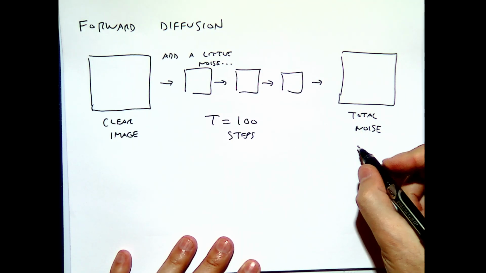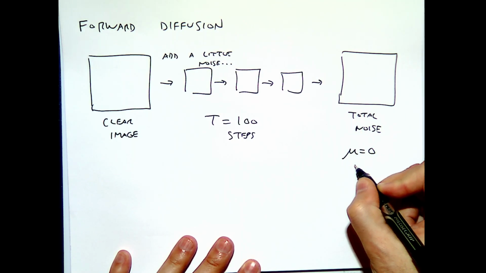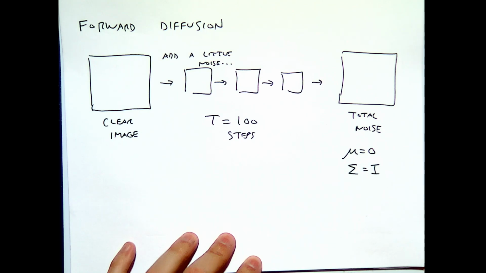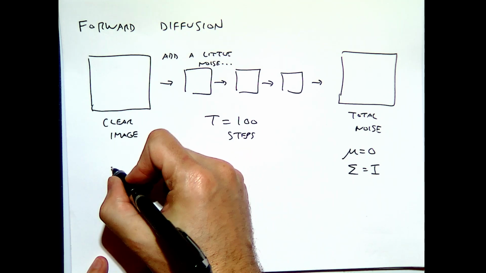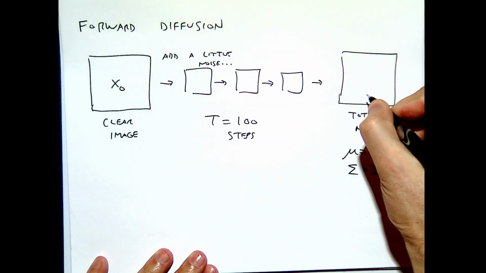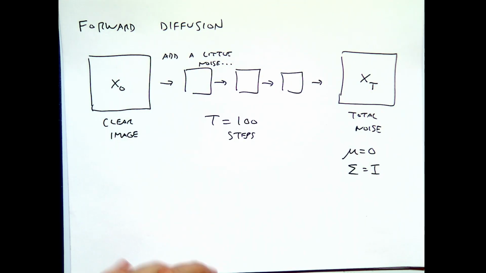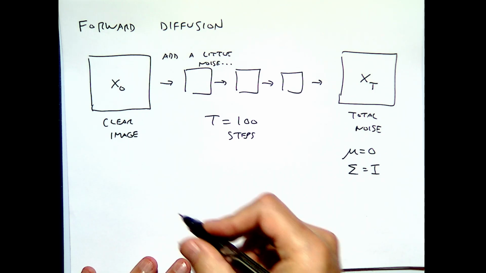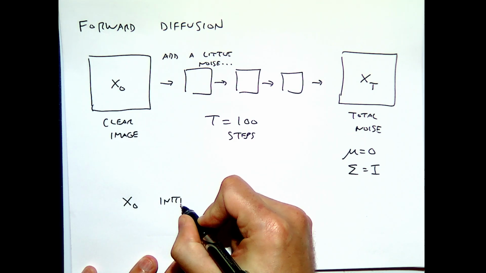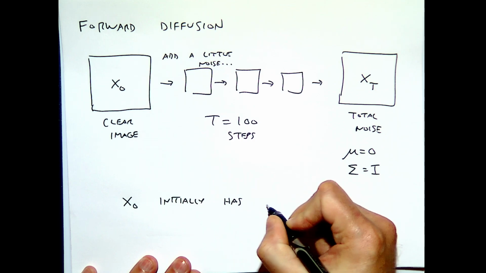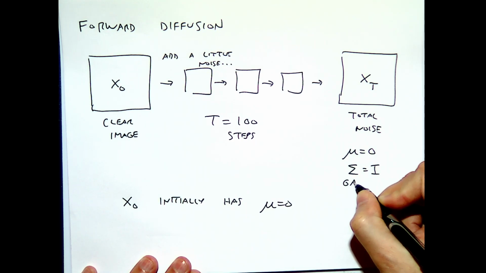And eventually what I want is that this image should basically have zero mean and identity covariance noise, like IID noise, okay? So if this was my problem, let's suppose that this is x sub 0, and this is x sub t. If I gave that problem to you, how would you solve it? Well, this is easy. All you do is just keep on adding noise, right? So let's suppose that initially x0 also has zero mean. And actually, I should say here, this is Gaussian IID.